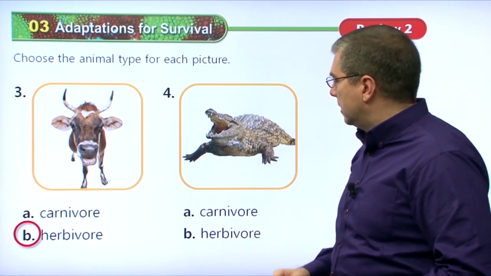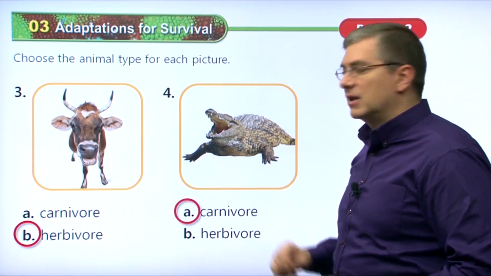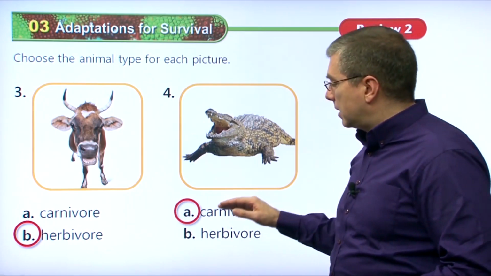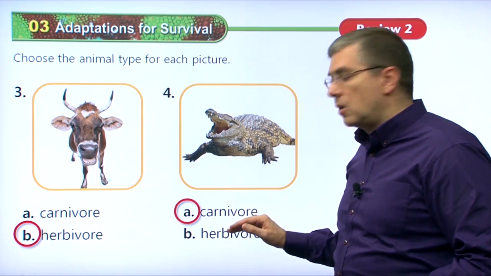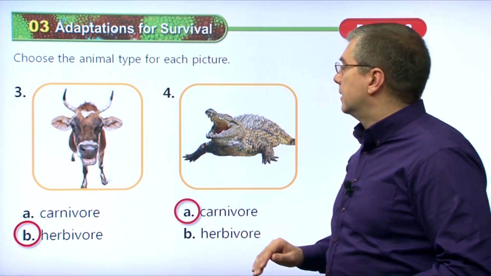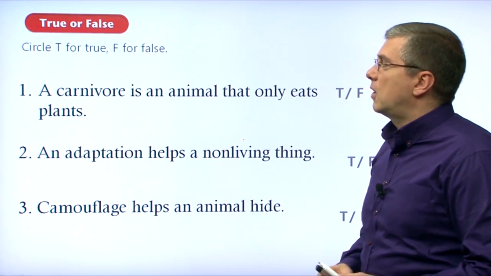It's pretty fat. Okay, so what kind of animal is this? It's a carnivore. Okay, so again, these are our two types of animals that we can classify, carnivore or herbivore. Okay, let's move on to our true-false questions.